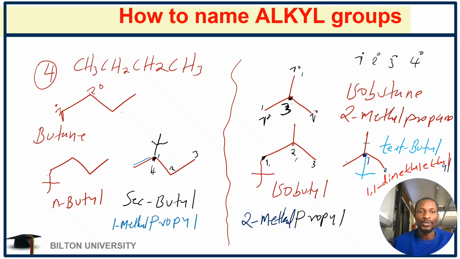So this is how you can name alkyl groups, because now you are going to use them in nomenclature together with other groups. You can find any of these, either methyl, ethyl, sec-butyl, n-butyl, isobutyl, and any of them can form part of the nomenclature. So you need to know how you can name it. Perfect. So this is how we name the alkyl groups.